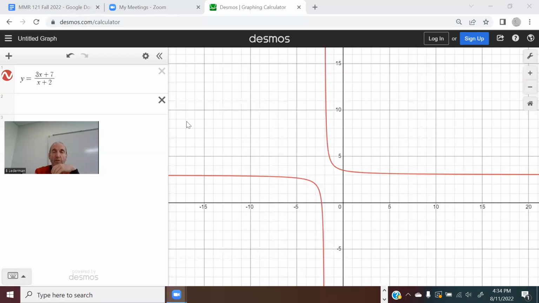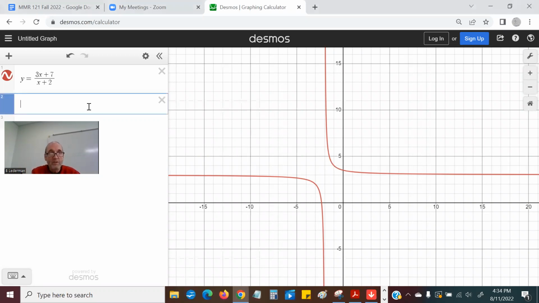Well, now that we're on the subject of Desmos, let's look at this function here. Y equals 3x plus 7 over x plus 10. Now, this is called a rational function. A rational number is like a fraction with a number on top and a number on the bottom. So a rational function is when you have a polynomial on top and a polynomial on the bottom of this giant fraction.